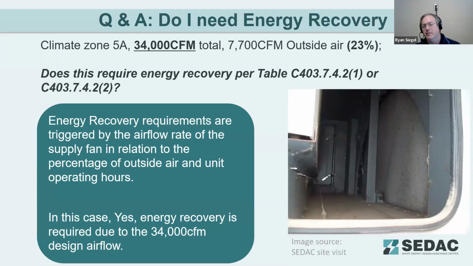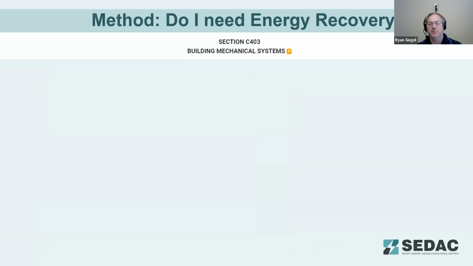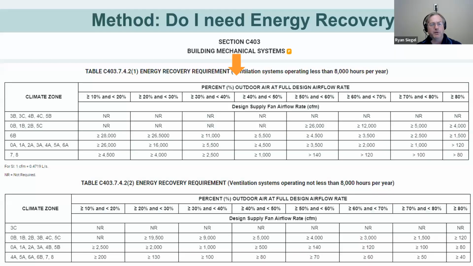Okay. Looking at energy recovery, a question came in. In this case, it's a fairly sizable unit, 34,000 CFM with 7,700 CFM of outside air. So 23% outdoor air. So that's a piece we're going to need for our table. But saying, does this require energy recovery? So part of this is going to be looking at the airflow along with that percentage of makeup air. So starting at 403, we go ahead and get the table. I mentioned that we were at 23%, and this is going to be in climate zone 4A or 5A.